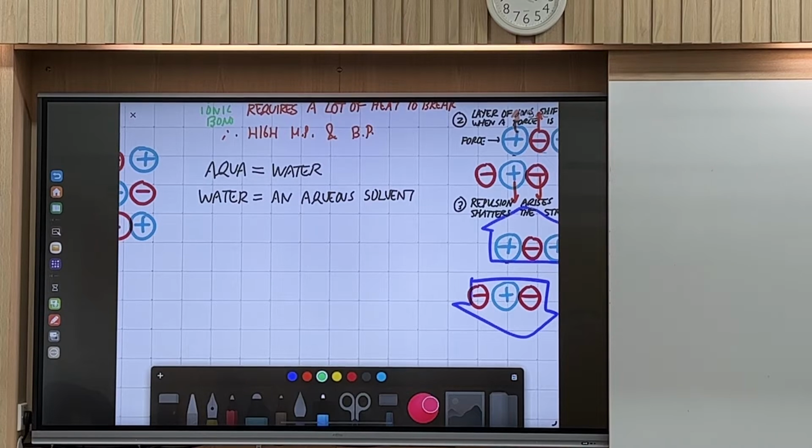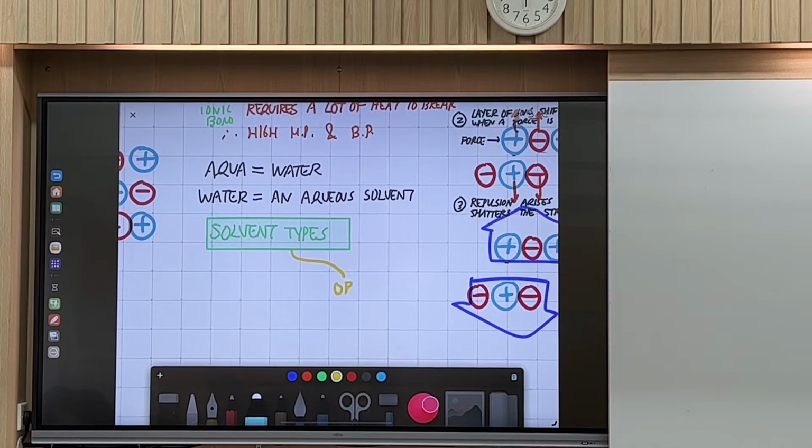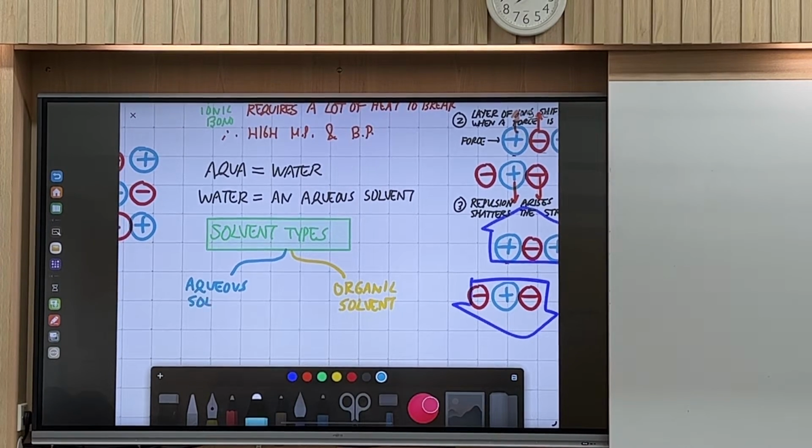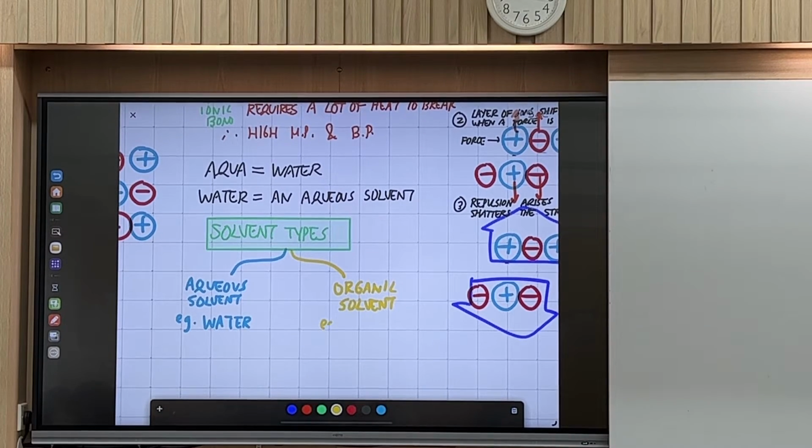So solvents, there are 2 types. We have what we call organic solvent. Organic solvents are oil-like. And then we have the other type of solvent, aqueous solvent. For aqueous solvent, the most important example will be water. For organic solvent, an example will be hexane. You can think of hexane as like oil.